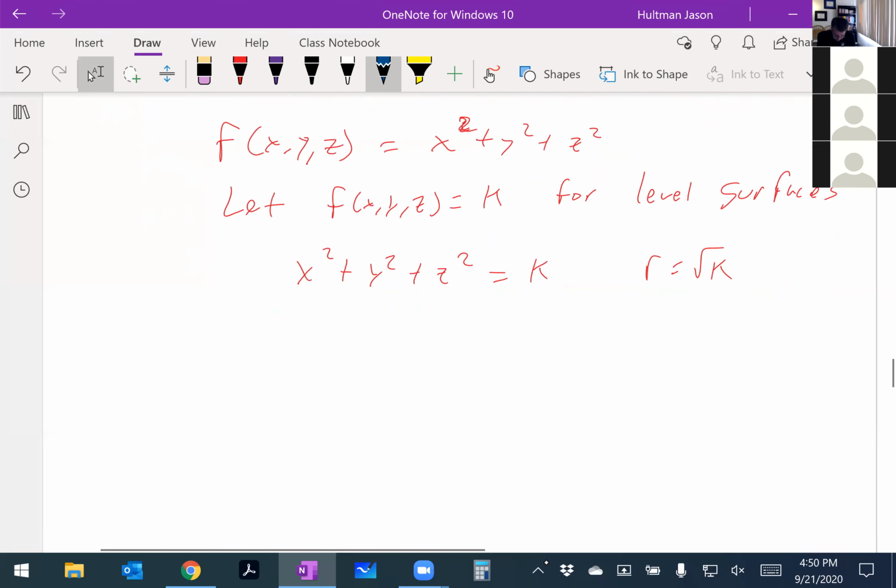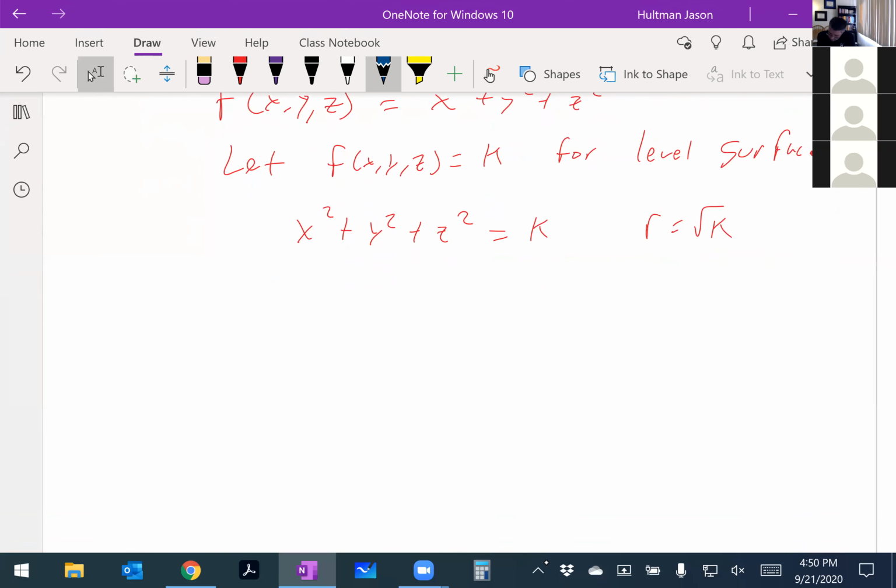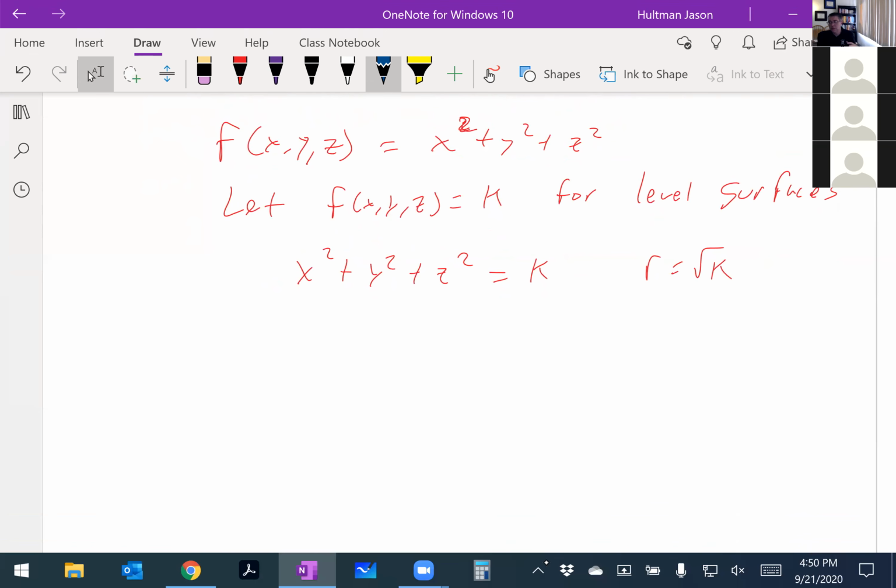So what would this look like? Well, again, these are level surfaces, and we can think of the function changing maybe with respect to time. Think of this maybe as t. The fourth dimension here is time. So when k is equal to a certain value, k equaling t, then we're at a certain size sphere.